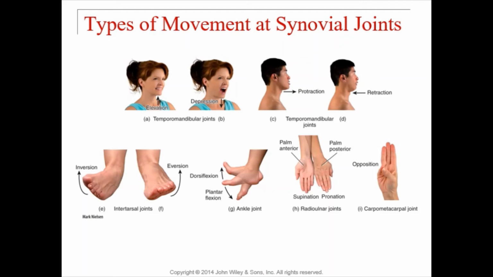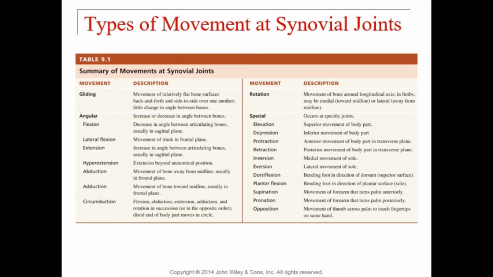When you can have your thumb touch the tips of your other fingers, that is opposition. One more time, opposition is your thumb's ability to touch the tips of the other fingers. That is opposition. And those are the major movements that we look at in this chapter.